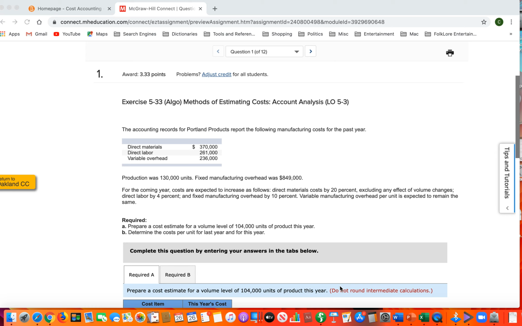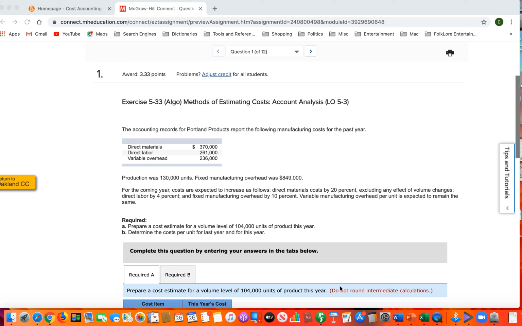So prepare a cost estimate for the volume of 104,000 units. Not 130 like they had before, but 104,000. Well, first of all, you take the new numbers with the percentage increases that I just rattled off, because 370,000 times 1.20 is 444,000. 261,000 times 1.04 is 271,440. And then the variable overhead stays the same, 236,000.